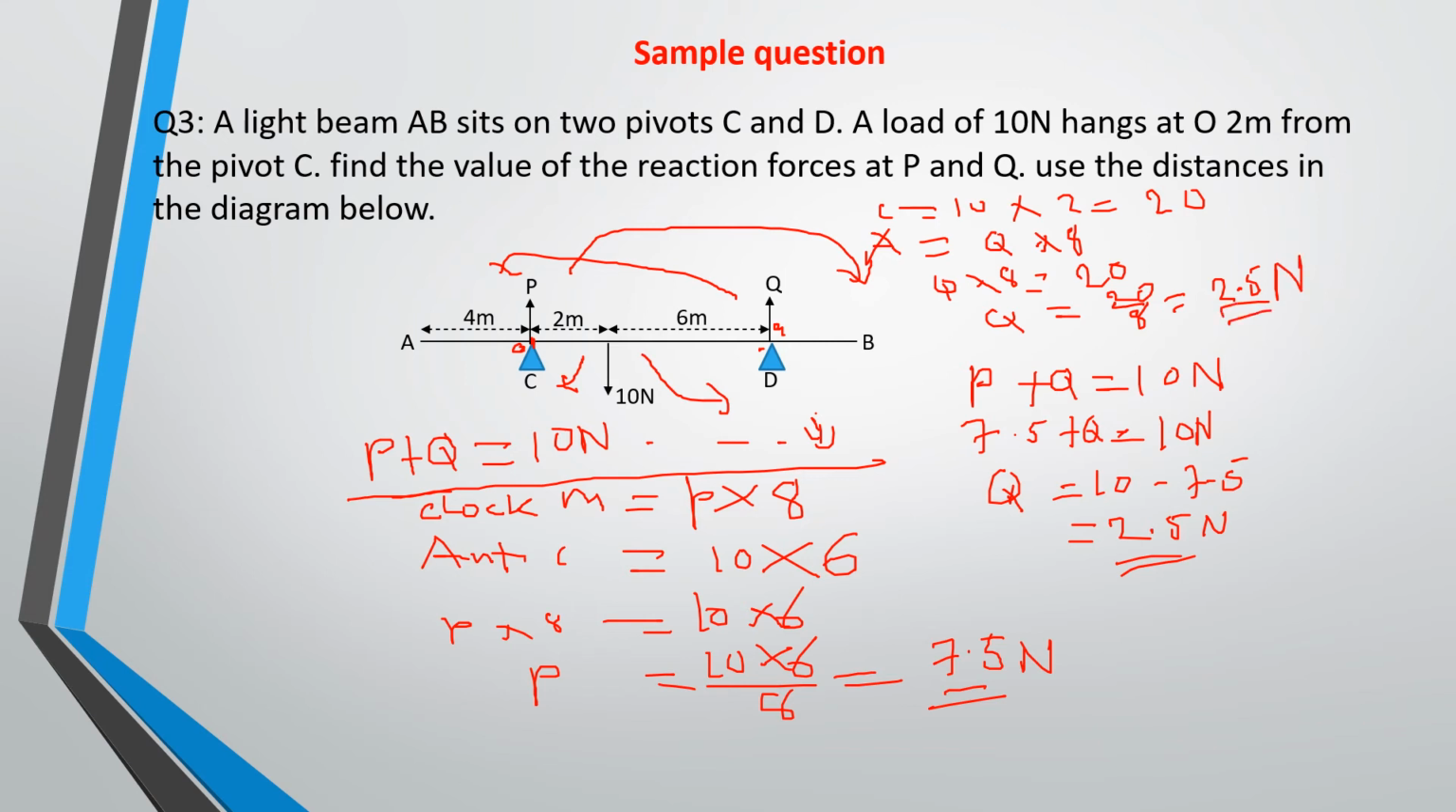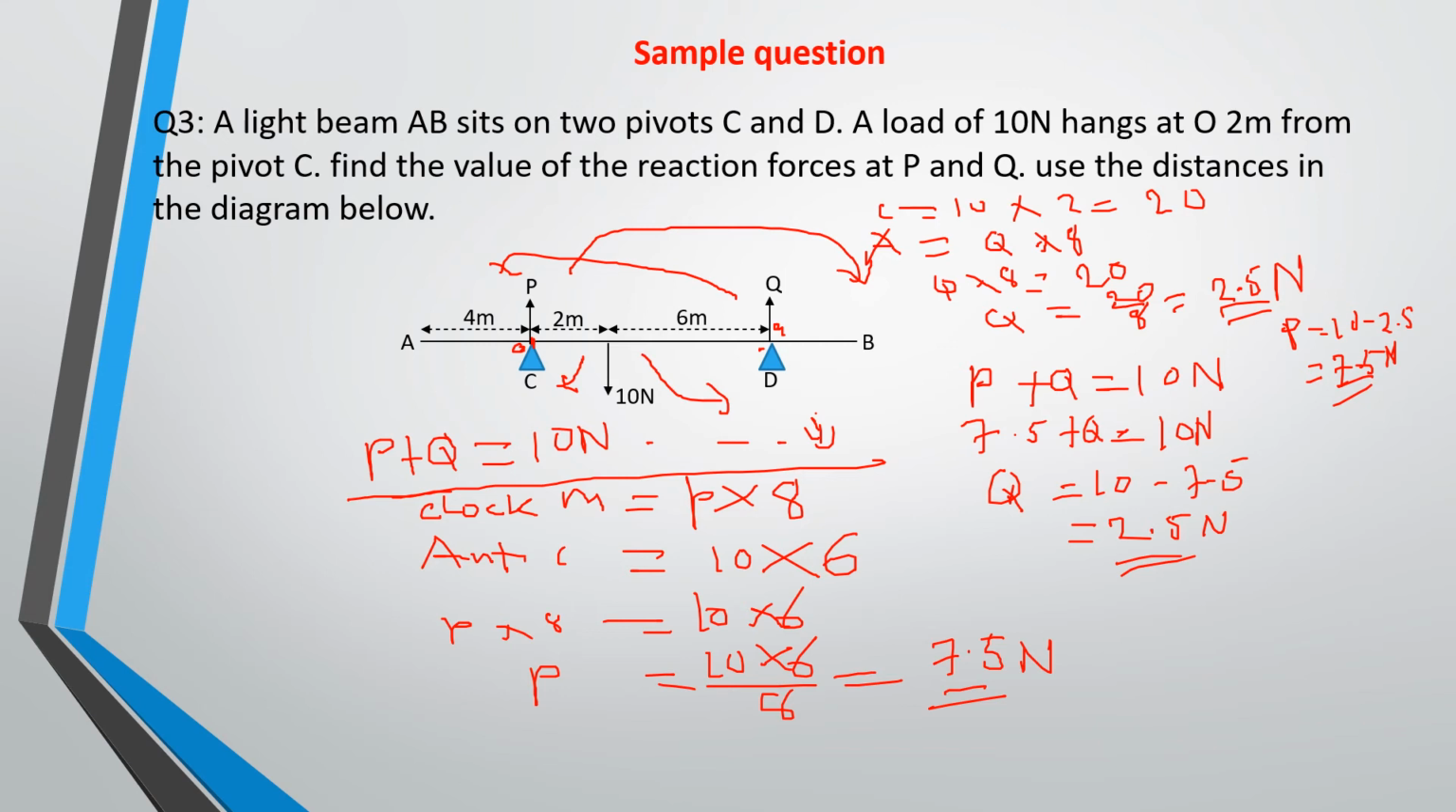If you look at these two, you see that Q is 2.5 here, Q is 2.5 here, so it's basically the same. For you to find your P, just subtract this Q from 10. P will be equal to 10 minus 2.5, which gives you 7.5 Newton. So you see that the answers are the same. Once your interpretation is correct, your answer will always be the same. I hope that is clear.